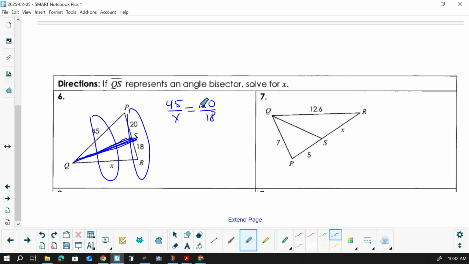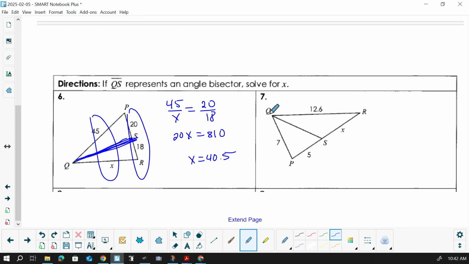Let's see here. So we can cross multiply to solve. The 20 times the x on one side, and the 45 times the 18 on the other side, which is 810. Divide both sides by 20, and we get x equals 40.5.